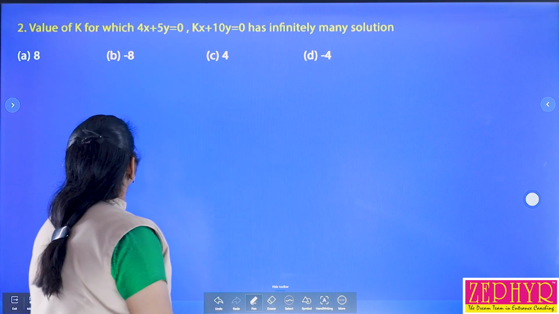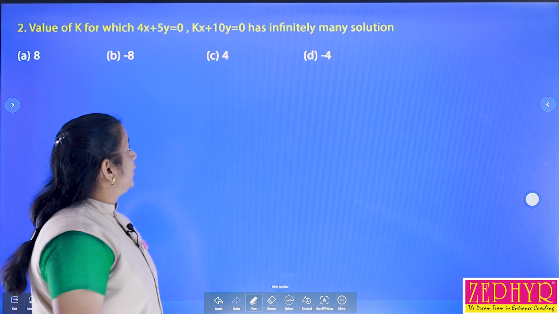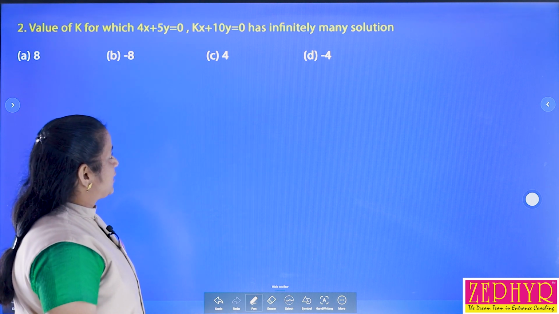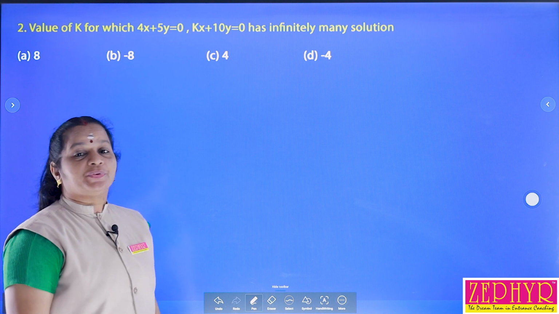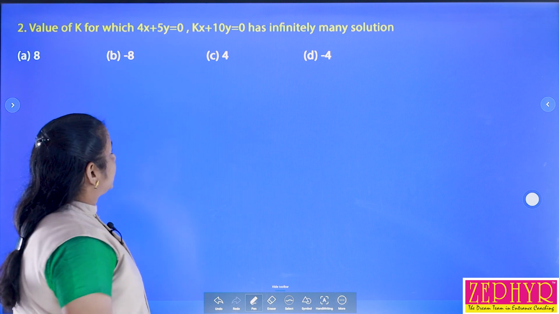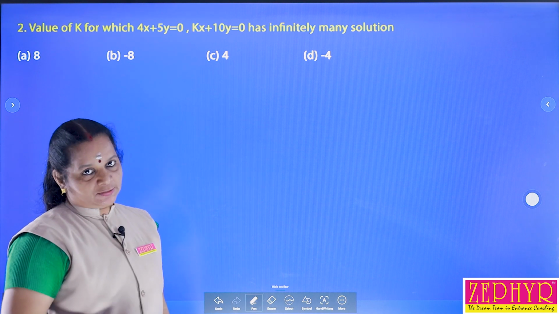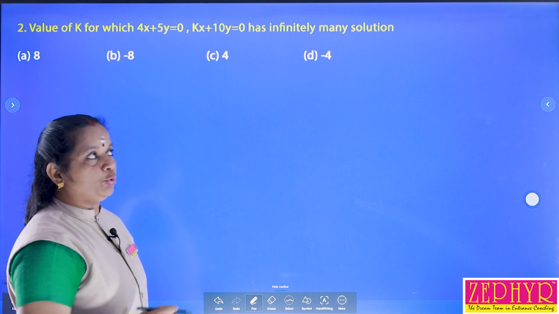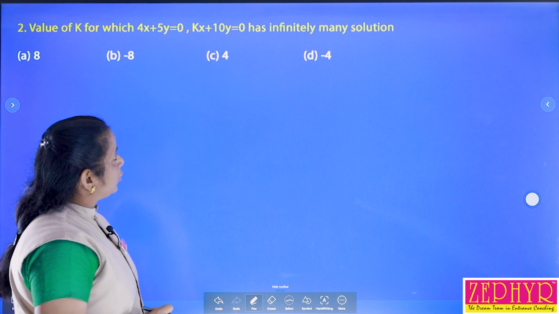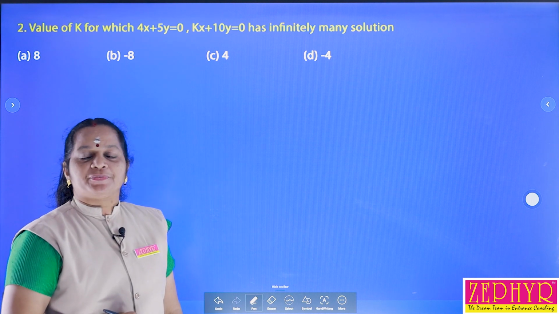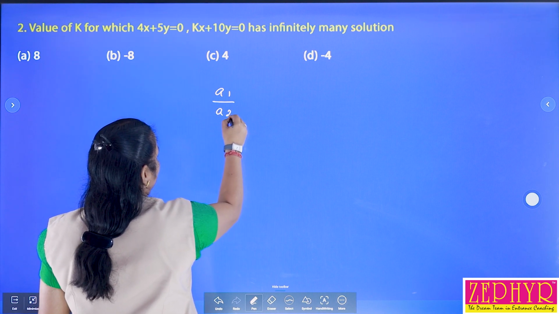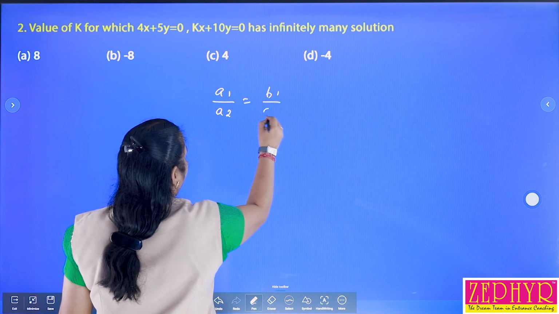Our second question is, what is the value of k for which 4x plus 5y is equal to 0 and kx plus 10y is equal to 0 has infinitely many solutions? Here the values of c1 and c2 are 0. So consider the values of a1, b1 and a2, b2. What is the condition for a system of equations to have infinitely many solutions? The condition is a1 by a2 equal to b1 by b2.